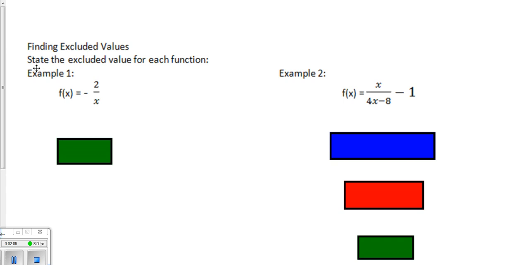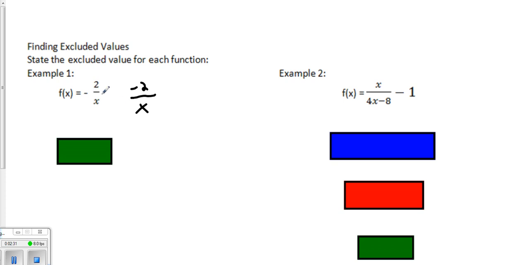So our examples say state the excluded value for each function. In this function, we've got negative 2 over x. Now this negative on the outside can be applied to either the top or the bottom. Normally it might be easiest just to apply it to the top. So we can simplify this whole thing and just call it negative 2 over x.